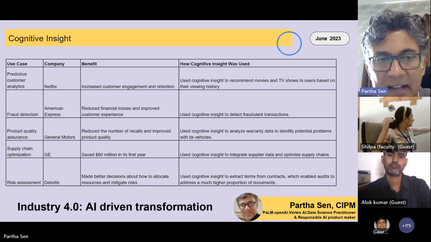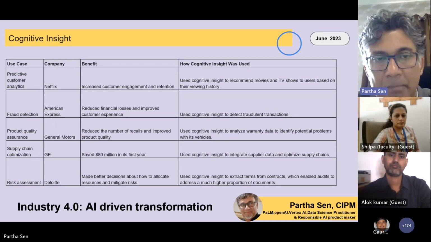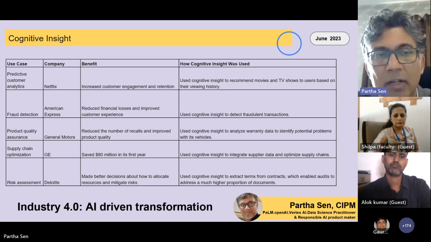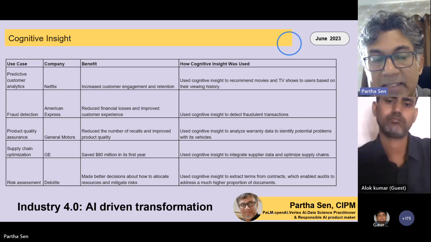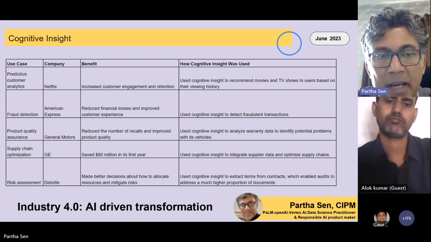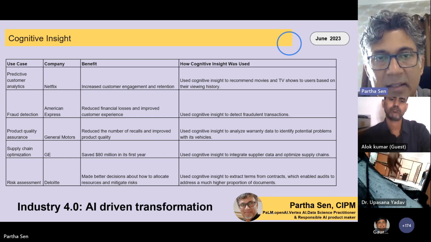That cognitive insight, especially I have taken because most of the cases, the startups are now looking into the cognitive insight implementation, and that rate is very low, 15% only. And when that implementation is there, at that time you can look into that cognitive insight: predictive customer analytics, fraud detection, product quality assurance, supply chain optimization, risk management. These things are the main use cases. Probably some of the companies, they are already using this.